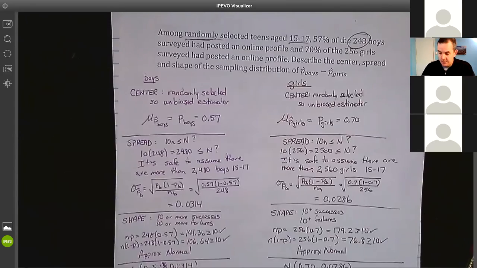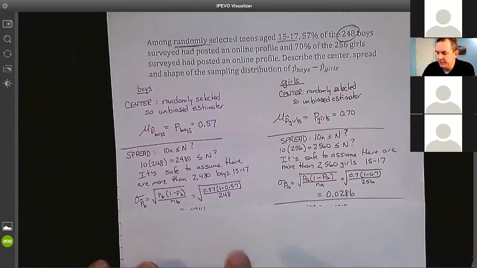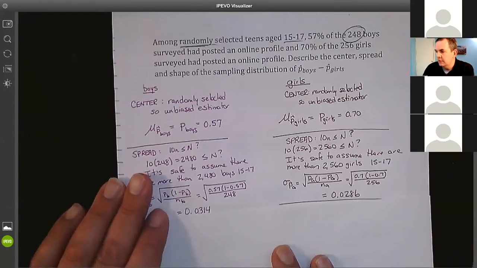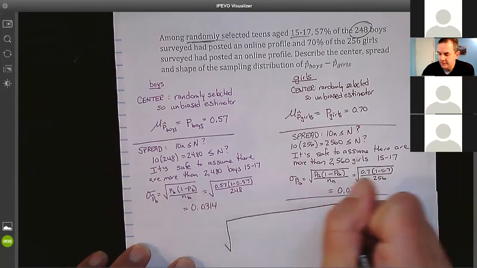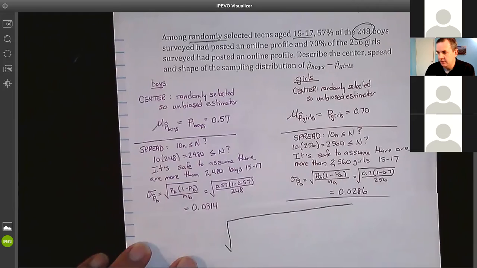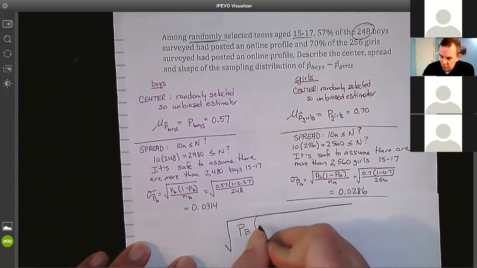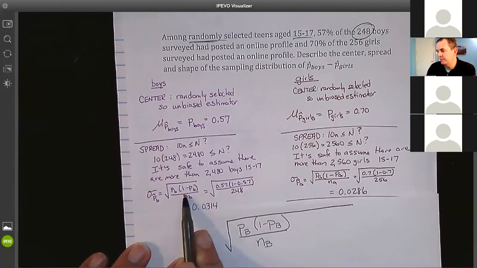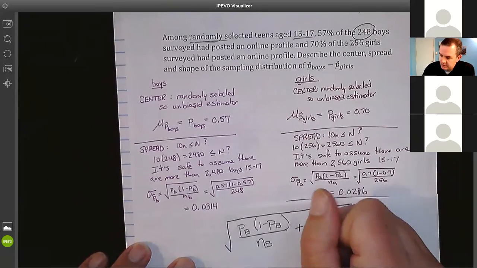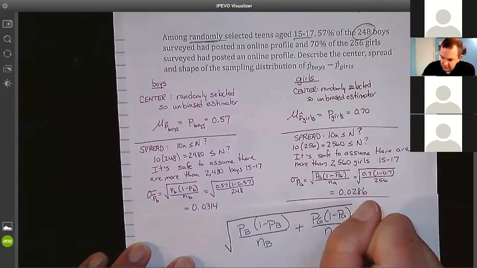So what I want to do now is figure out the difference between these two proportions. And on the formula sheet, the way you figure out the difference is this. It's a big old ugly formula. I'm going to take my proportion for boys times 1 minus my proportion for boys, and put it over my sample size for boys. So I'm going to take this first one and add it to the same number for girls.